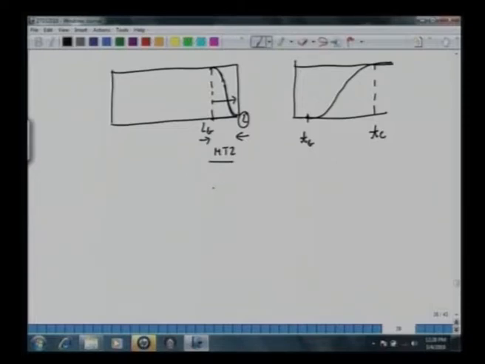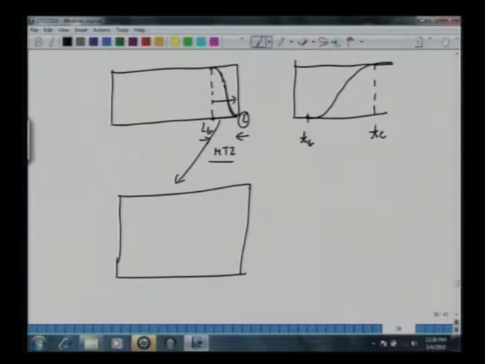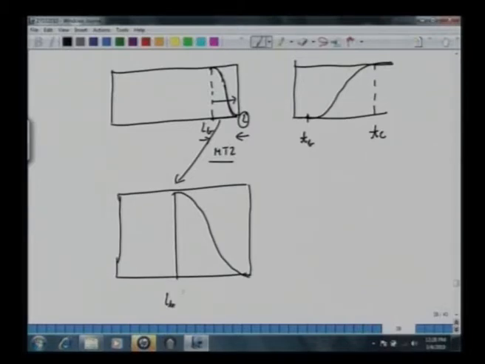Now let's expand this region here. So let's take a larger view. So if we take a larger view here, now we are saying that we have a profile like this. LB is the length where the breakthrough appears.